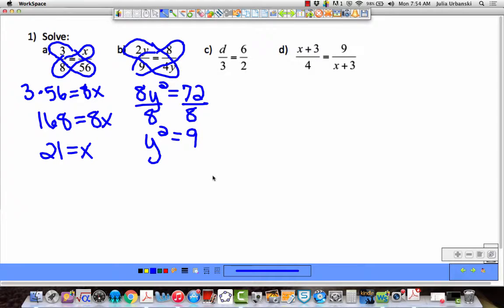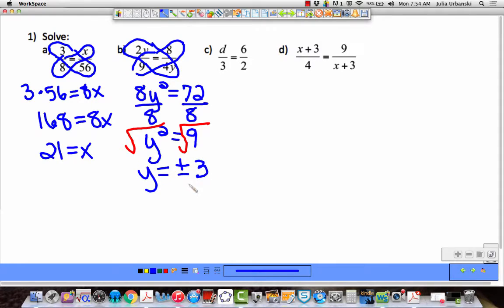It's not quite done. I don't want to know y squared. Take the radical on both sides, that's right. And there's going to be more than one answer. Do you know what both answers would be? Excellent. Positive 3 and negative 3. Anytime you have an exponent of 2, that tells you you're going to have 2 answers. So y equals positive 3 and negative 3.